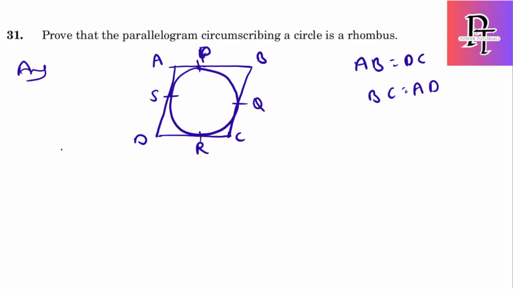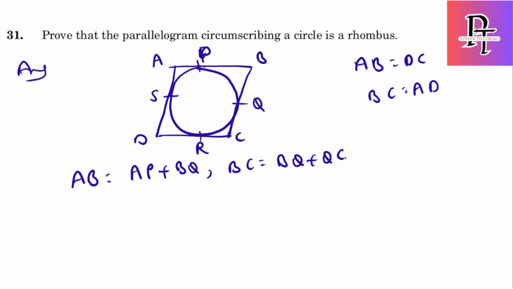So how can I write AB now? AB is equal to AP plus PB. Similarly for all other sides. BC will become BQ plus QC. CD will become CR plus DR, whereas the last one, AD, will become DS plus SA. I just wrote it part-wise.